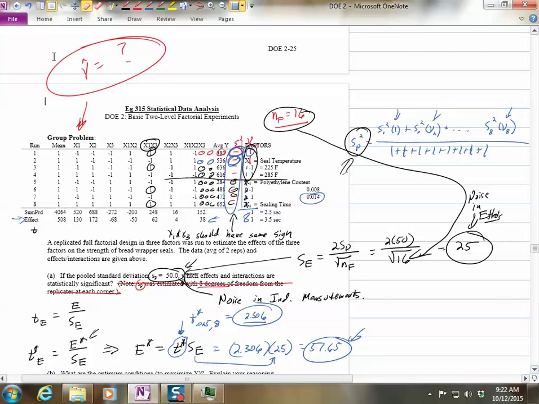The first thing you probably want to do is figure out what terms are in the model. And then you just need to find your coefficients.